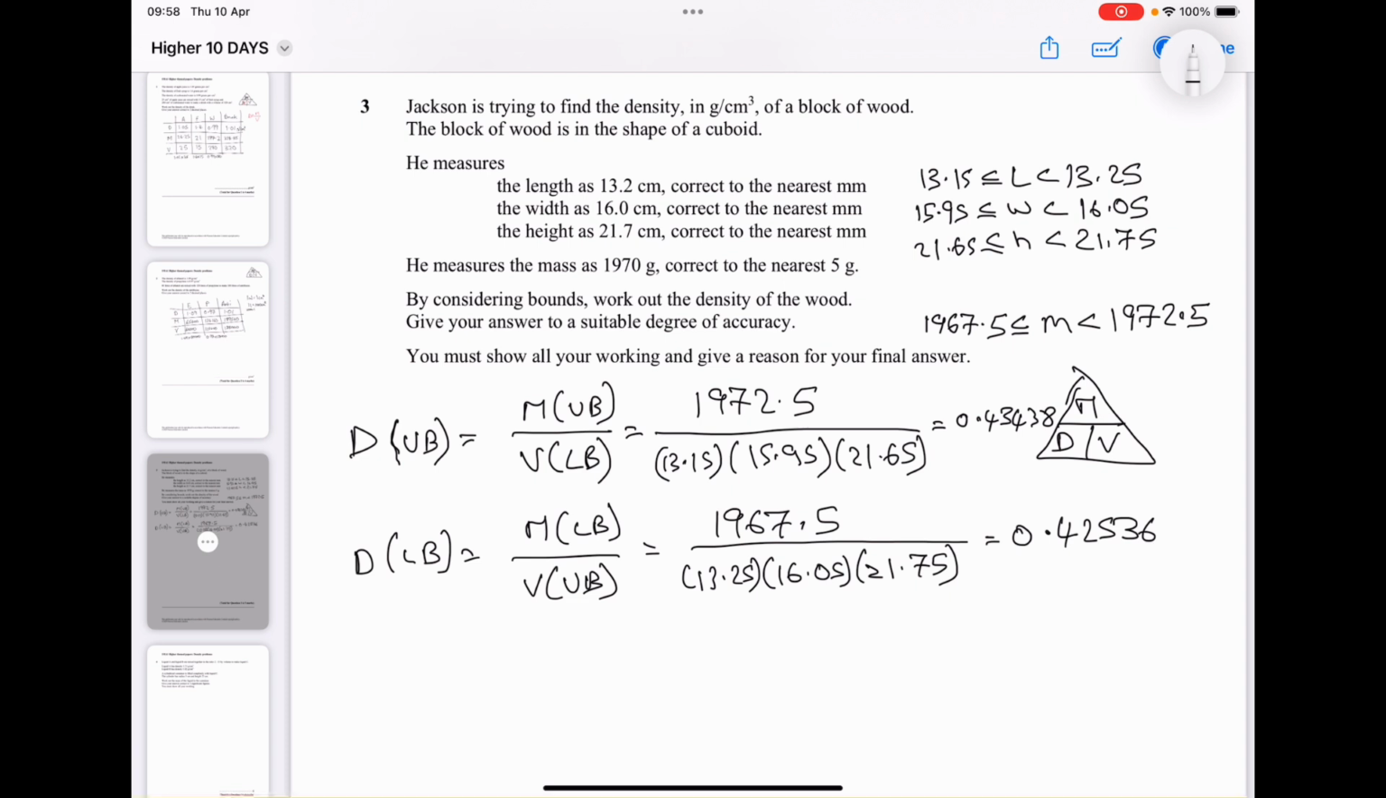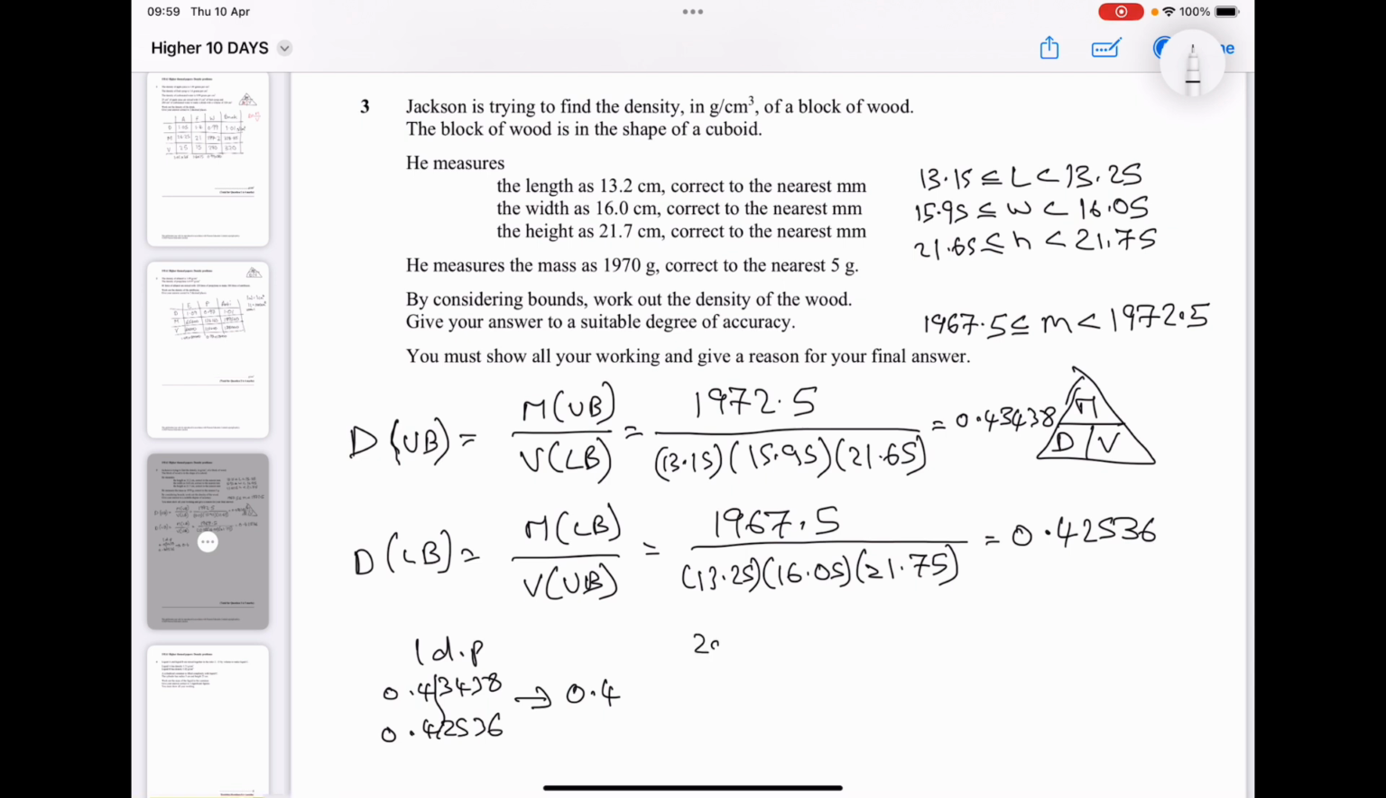Now what we've got to do is just compare these. It says appropriate degree of accuracy. So first of all, we compare the two. If we do 1 decimal place, we've got 0.43438 and we've got 0.42536, and to 1 decimal place they are both 0.4, so that could be an answer.